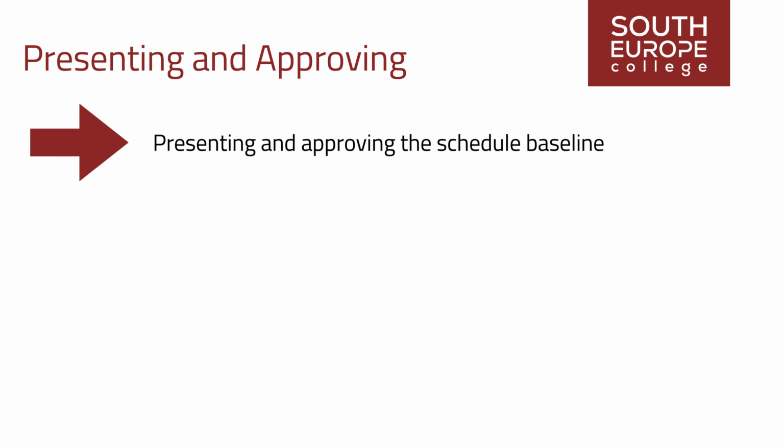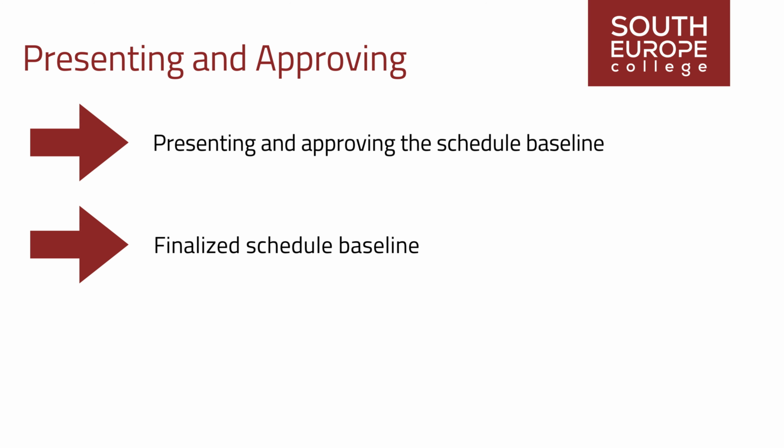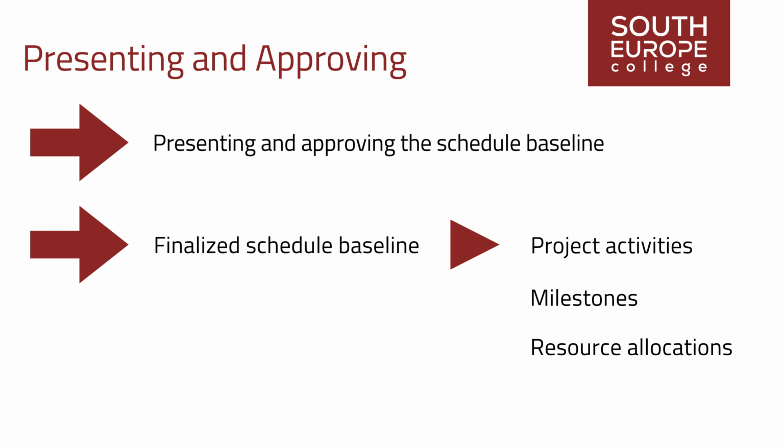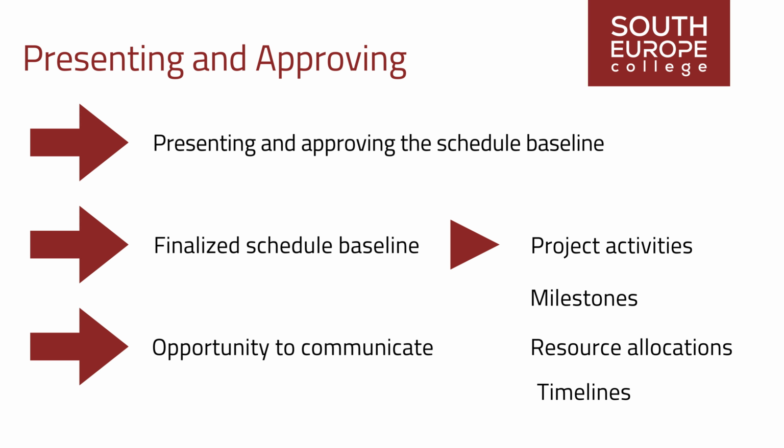Presenting and approving the schedule baseline is critical, marking key stakeholders' formal acceptance and endorsement of the project schedule. During this phase, the project manager presents the finalized schedule baseline, which includes detailed information on project activities, milestones, resource allocations, and timelines to relevant stakeholders, such as project sponsors, clients, and team members. The presentation serves as an opportunity to communicate the planned project schedule, discuss any assumptions or constraints, and address stakeholder concerns or questions.